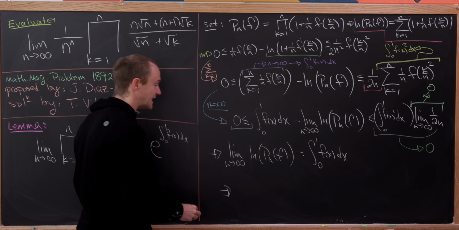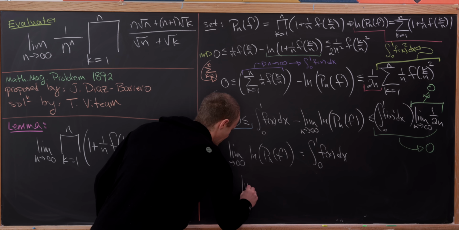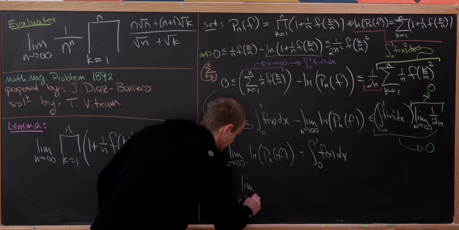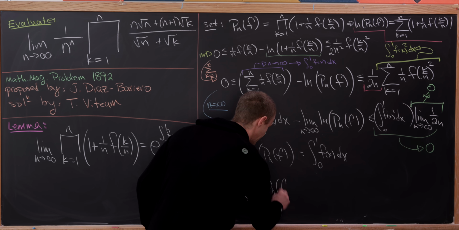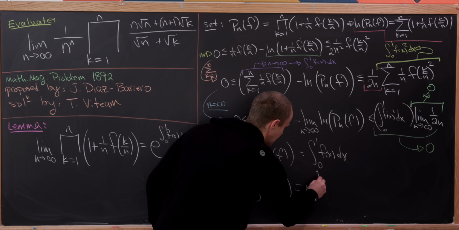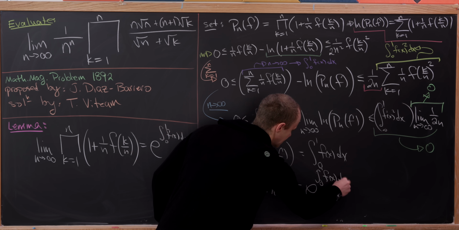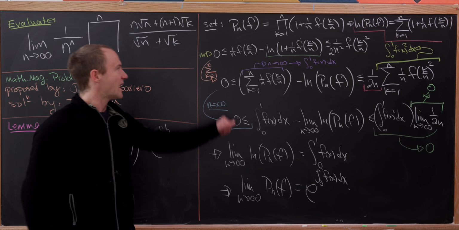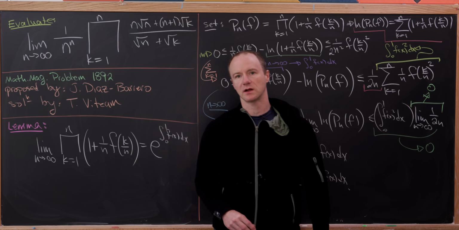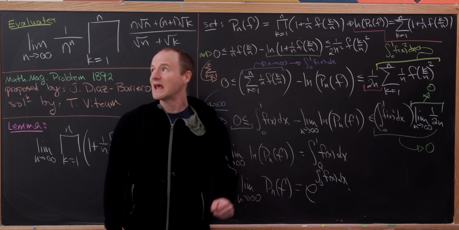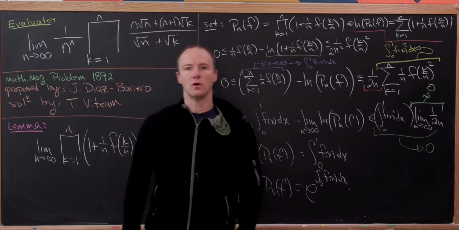But now exponentiating, we'll have the limit as n goes to infinity of Pn of f equals e to the integral from 0 to 1 of f of x dx. But given the way that we defined Pn of f, that's exactly what we needed for our lemma. So now let's see how that applies to our goal problem.